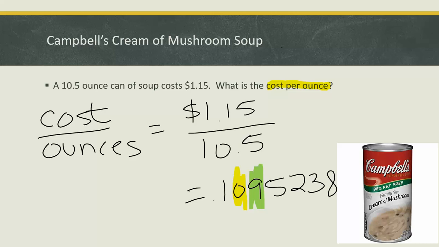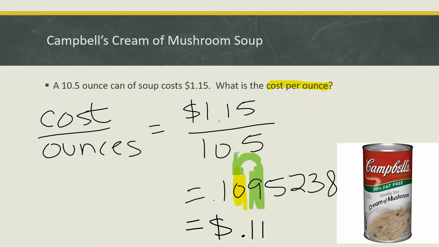If that number that I highlighted in green is 5 or bigger, we're going to round our number up. 9 is bigger than 5, so that means that the 0 rounds up. 0 rounded up goes to 1. So that means the cost per ounce is 0.11. Remember, that's in dollars. So what that means is 11 cents per ounce.